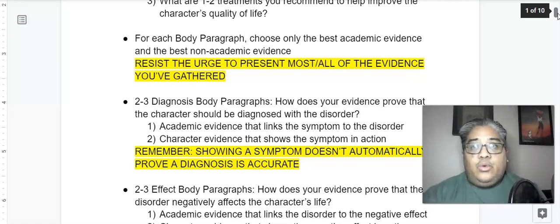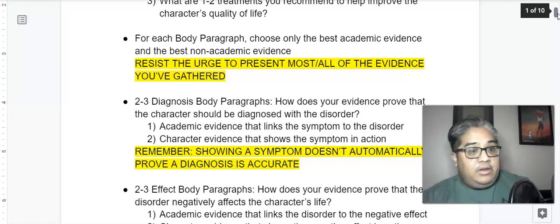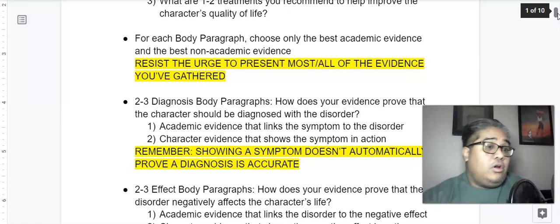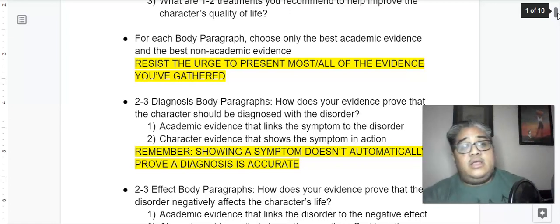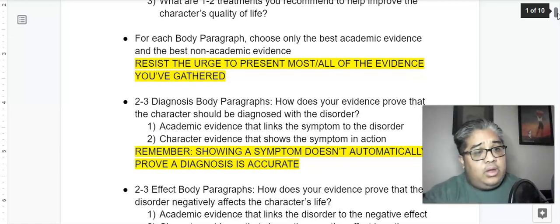So my suggestion when you are writing an argumentative essay or an argumentative research paper in this case is to only choose the best academic evidence and the best non-academic evidence that you've gathered for each paragraph that you plan to write. You need to resist the urge to present most or all of the evidence that you've gathered.